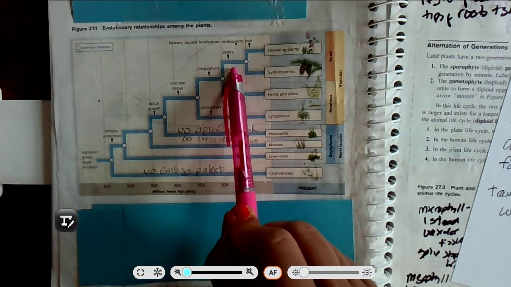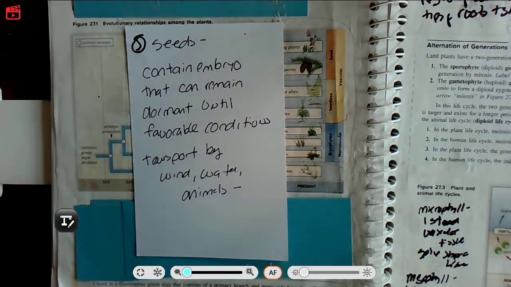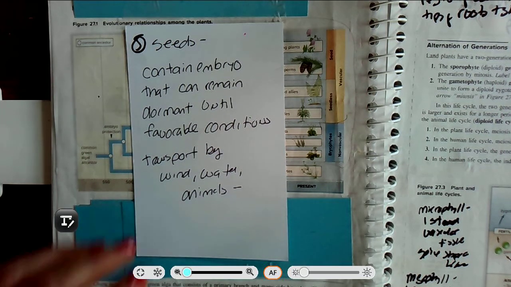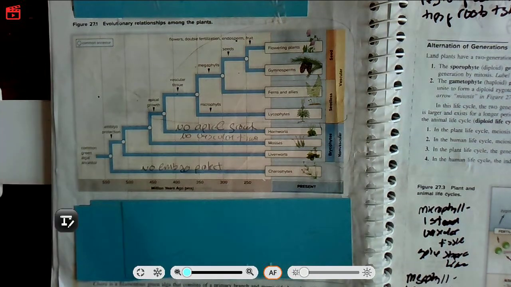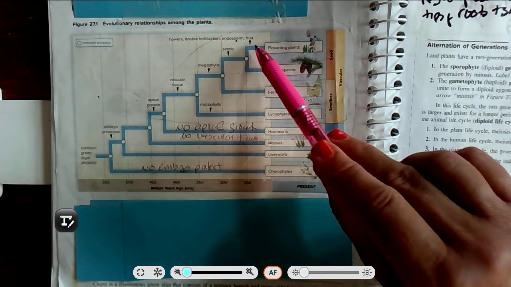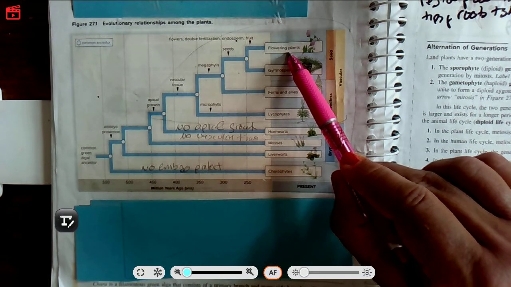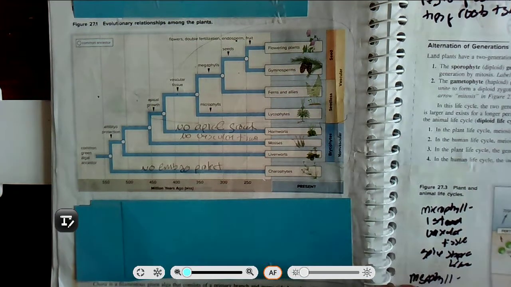And then we see the evolution of seeds. Important things about seeds: seeds contain the embryo, and the seed can remain dormant until favorable conditions for growth arise. Seeds can also be transported by wind and water or in the feces of animals. And then finally, the flowering plants, or angiosperms, have fruit to make those seeds appealing to animals. Animals will eat the fruit and then disperse the seeds in their droppings.